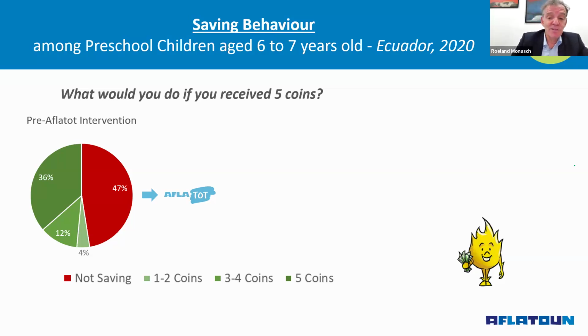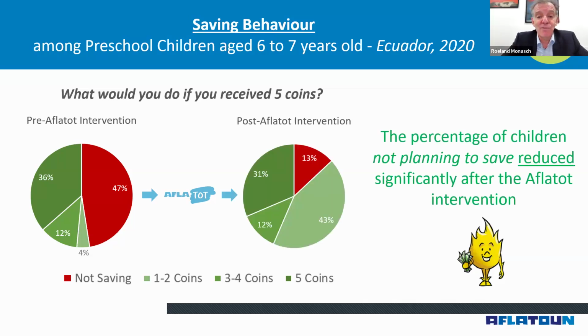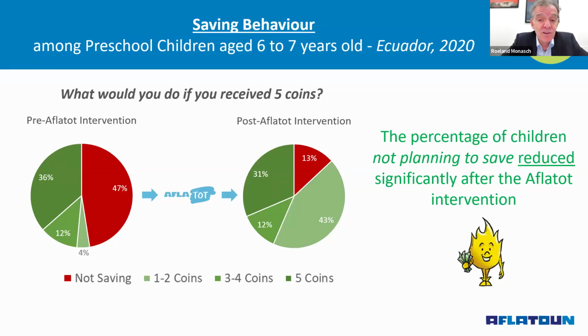After the AflaTot intervention, we saw quite a change. The percentage of children who are not planning to save is reduced significantly. It goes down from 47%, as you can see, the red is only 13%, and the majority is saving. They're not saving everything. They're finding a balance between what I'm going to use now and what I'm going to save for later. But there is definitely a change in saving behavior among the children in Ecuador.